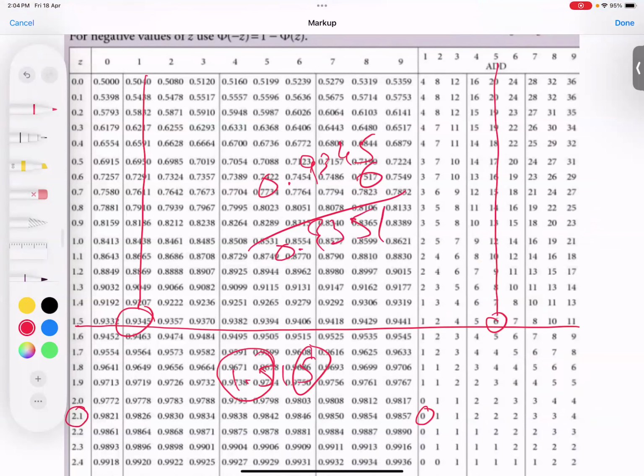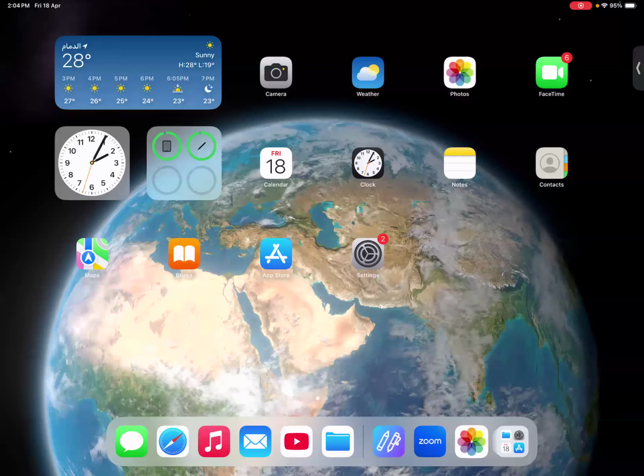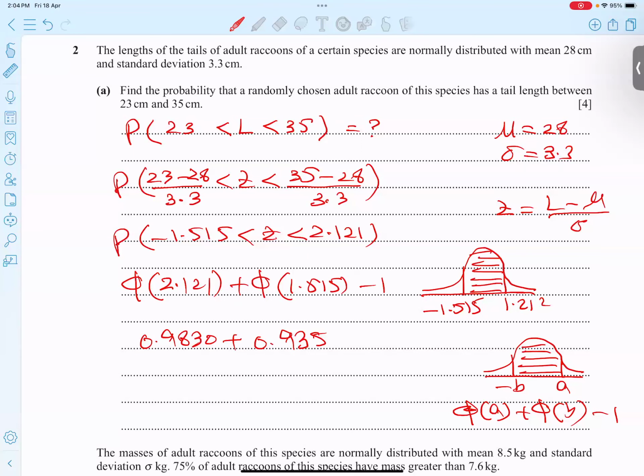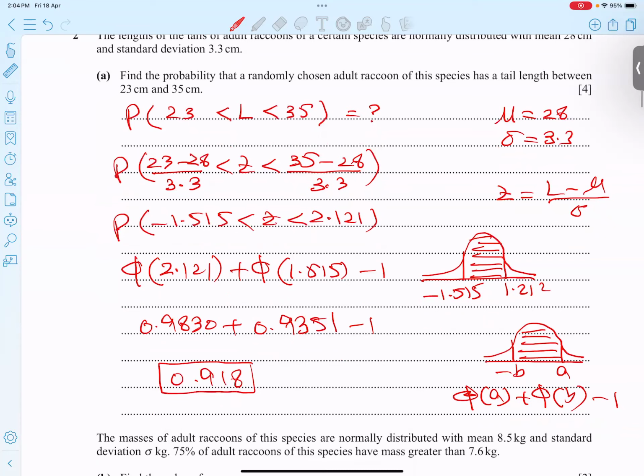And let's go back. So I'm finding here 0.9830 plus 0.9351, and minus 1. If you add and subtract from 1, after rounding to 3 SF I'm getting 0.918. I hope the point is very clear. Let's go for the next part.